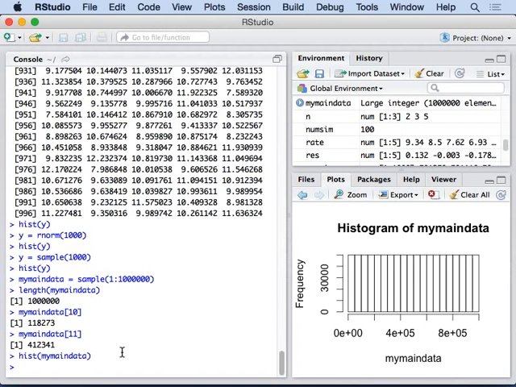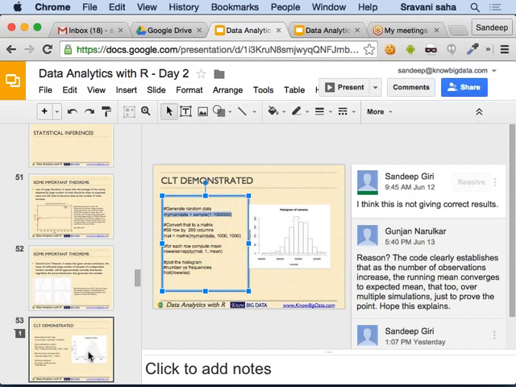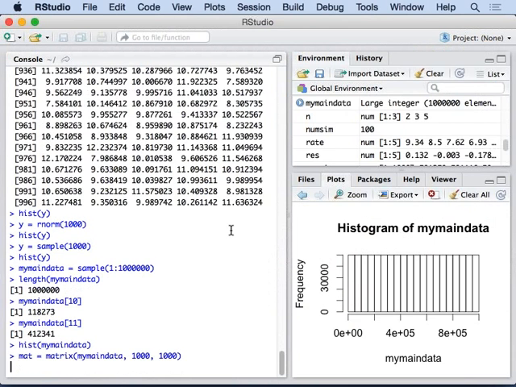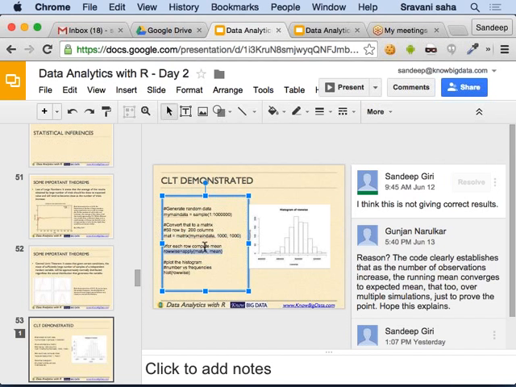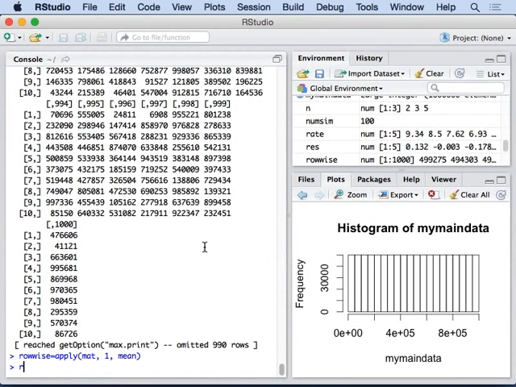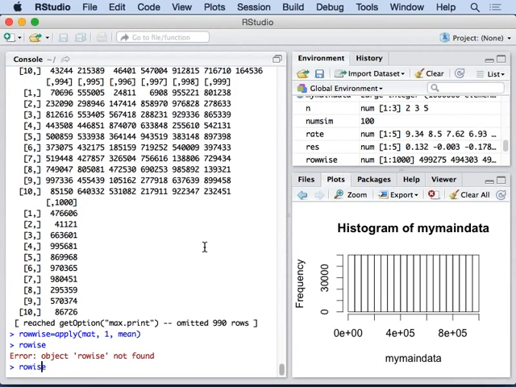Okay, now we take a smaller section of this main data and compute the mean of all those values. So to do that, let's convert it into a matrix of 1000 by 1000. So mat is basically a 1000 by 1000 matrix. Now on each row, let's apply mean. Okay, so row wise is basically 1000 average values.